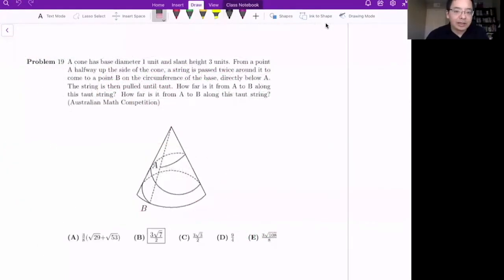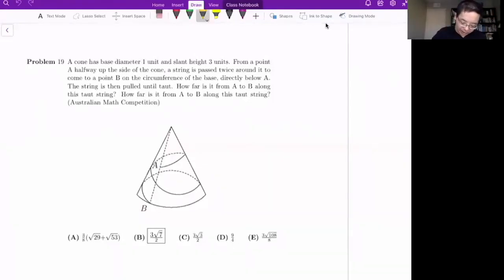Okay. Problem number 19. Here we have a circular cone, and we have 2 points A and B on the circular cone. The point is we go around twice from A to B, and the question is basically asking what is the shortest distance to go from A to B. For this kind of problem, the general strategy is to expand this cone from a 3-dimensional picture to a 2-dimensional picture. Then we'll quickly see what the shortest path shall be.